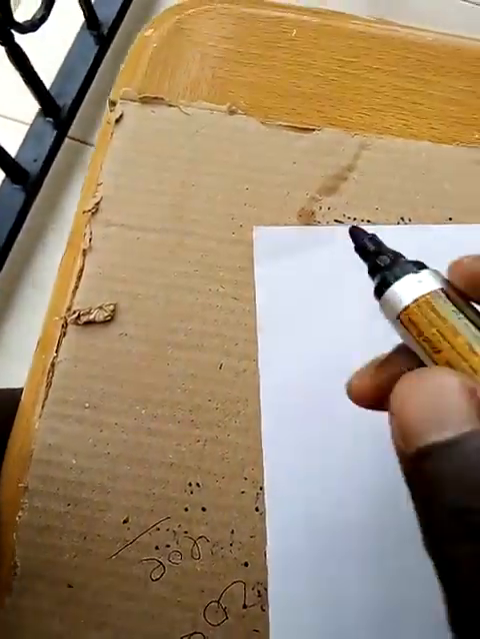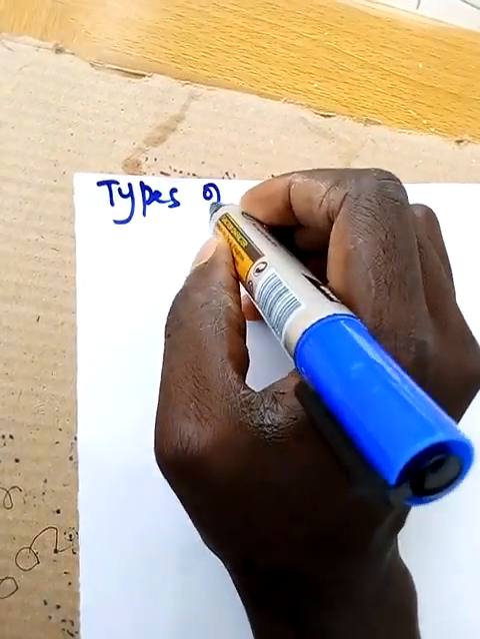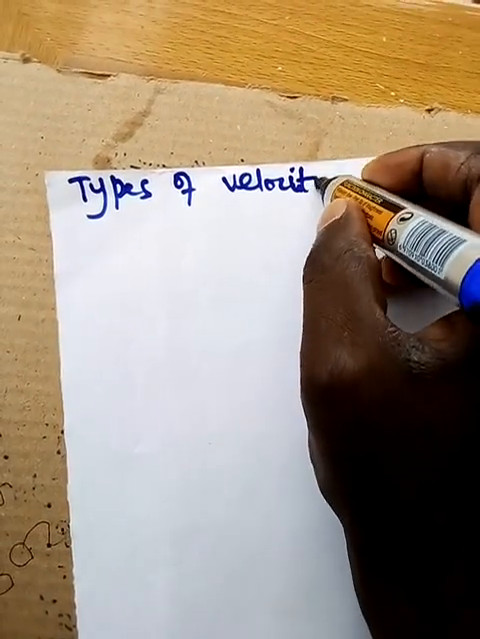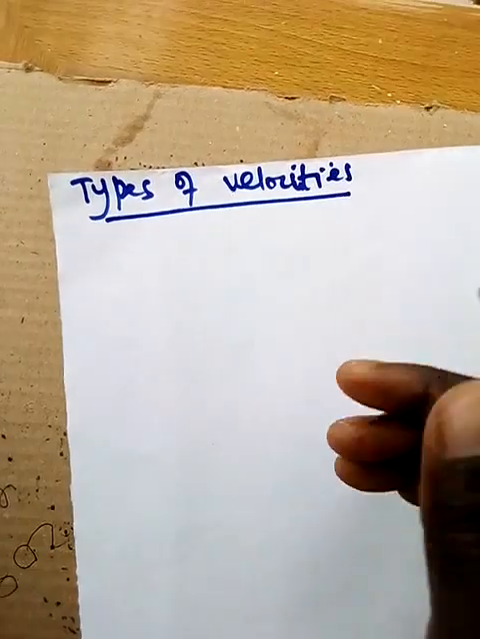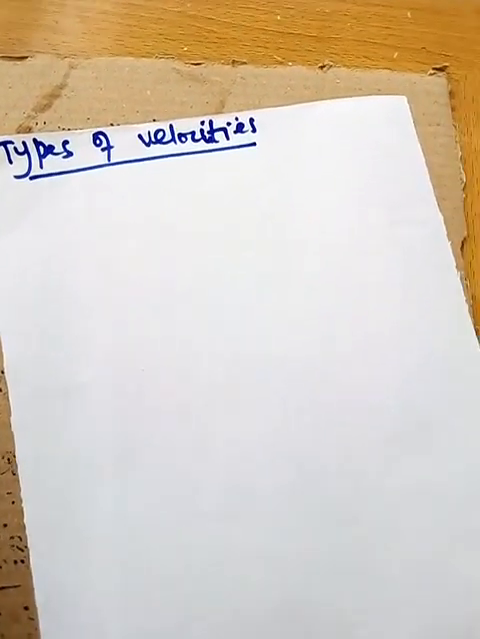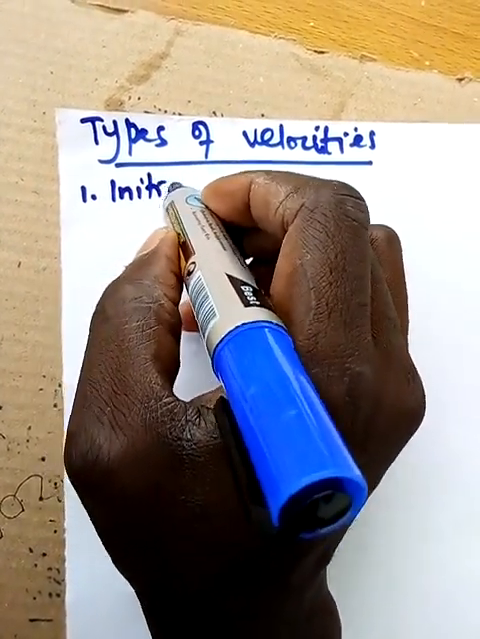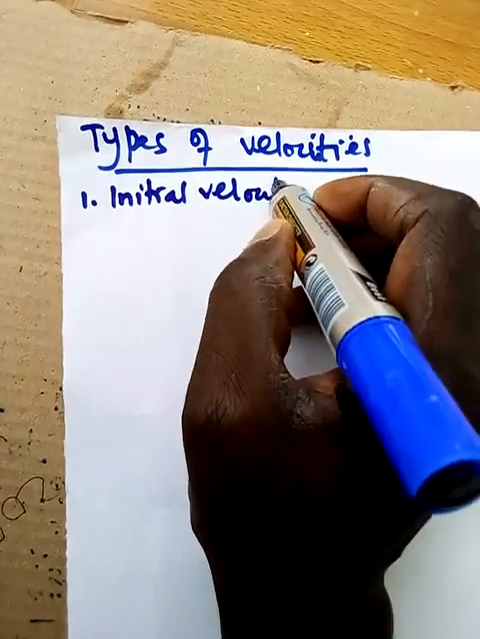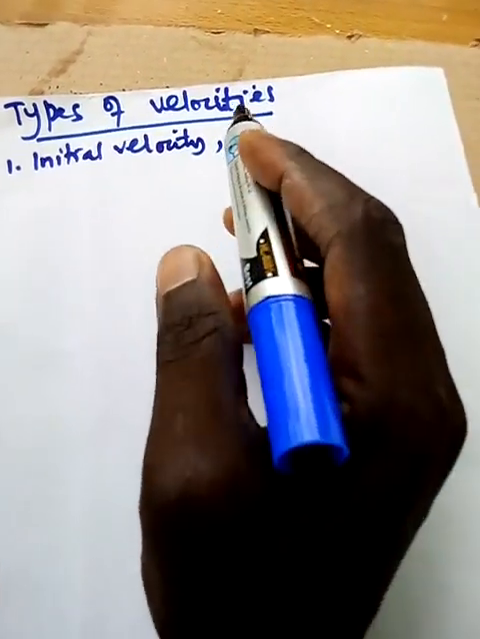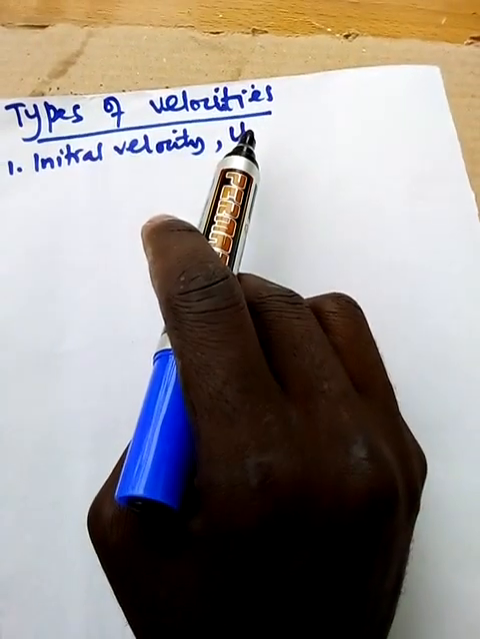Let's look at the types of velocities. Velocity has about 3 types. One is initial velocity. Initial velocity is denoted by letter small u. You can see how my small u is, so be careful when you're writing your small u.